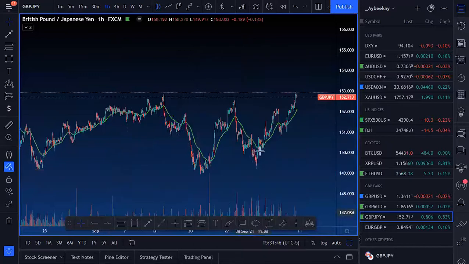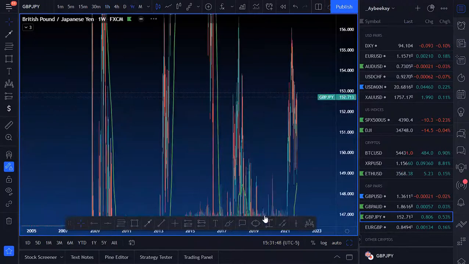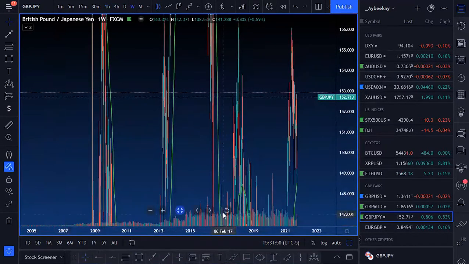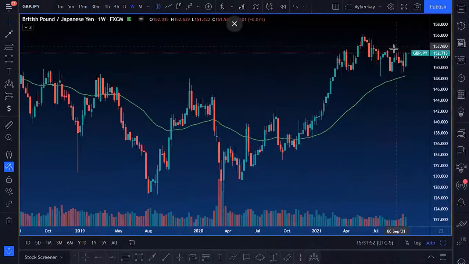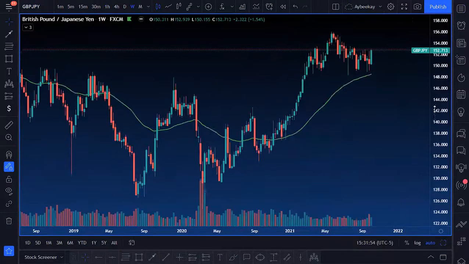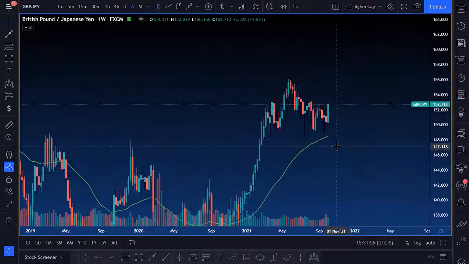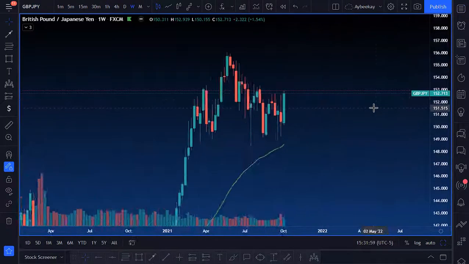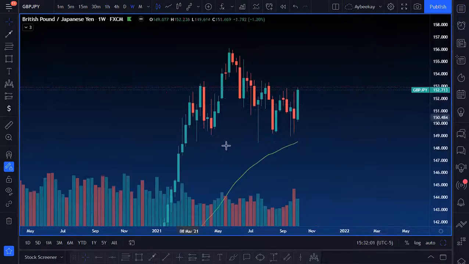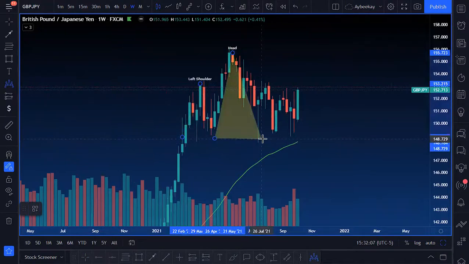Let me go ahead, though, remove drawings, go into the weekly time frame, and let's run this back, right? So GBP JPY. Doesn't this look sort of like a huge head and shoulders pattern to you guys? I just noticed that right now, and that's why I'm just like, oh, well, would you look at that?